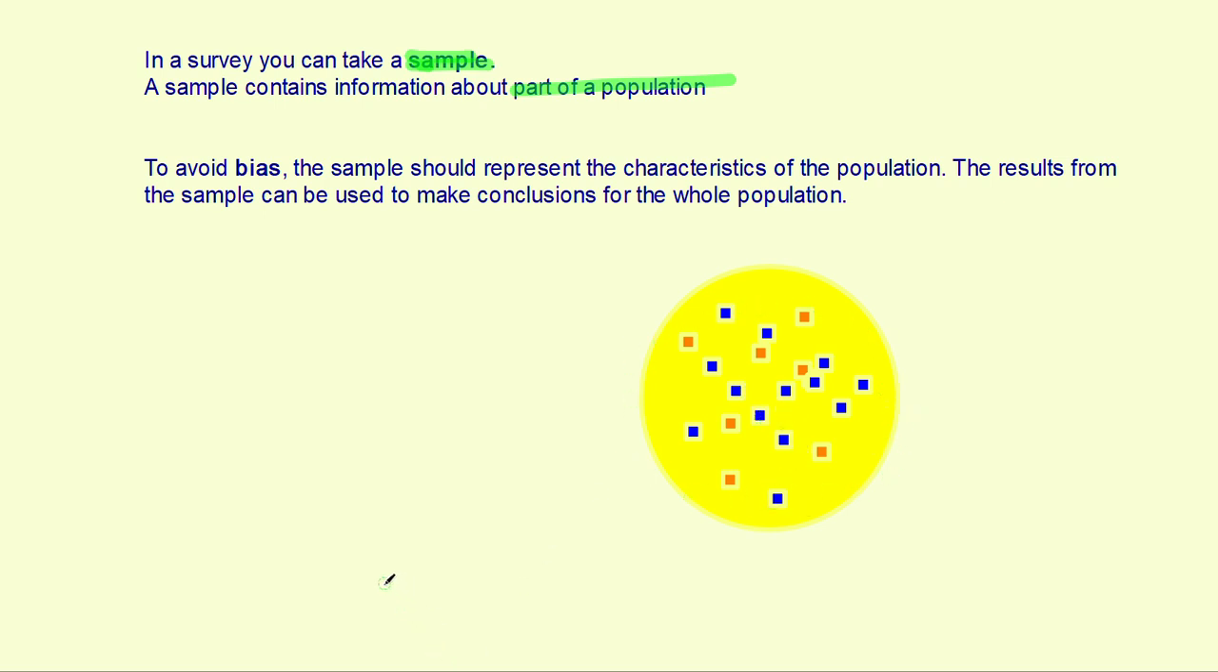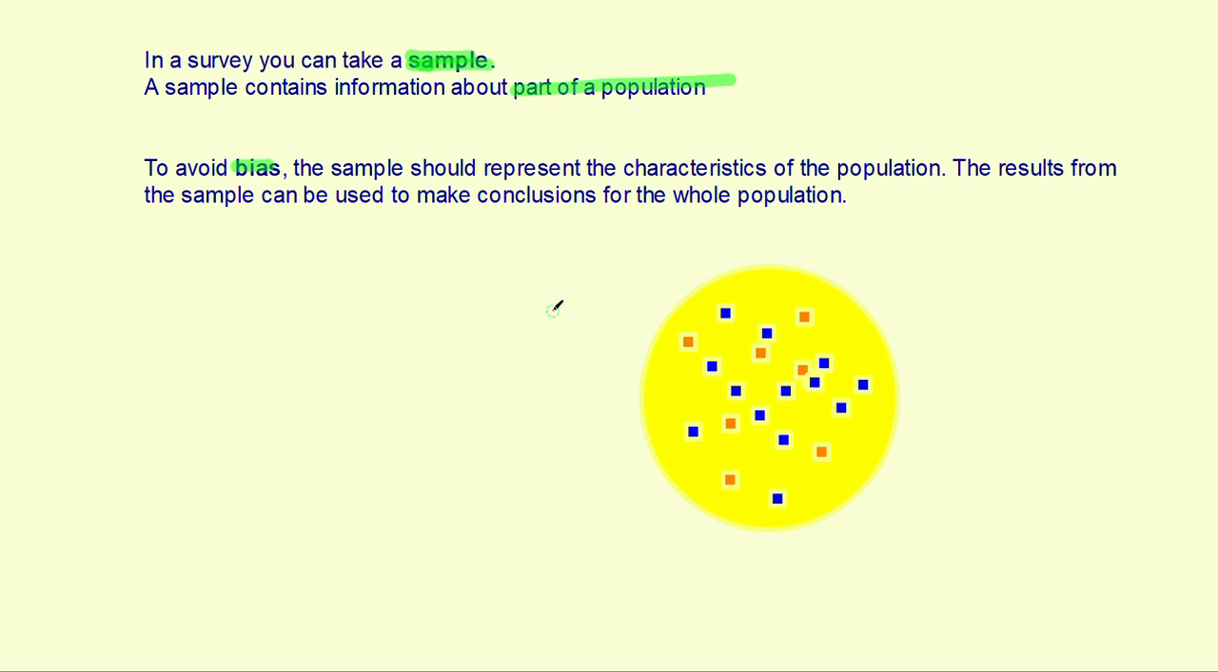Now we have to be very careful when selecting a sample, and there's going to be a whole section on sample selection shortly, because we want to avoid bias. A bias is a sample that doesn't represent the population fairly. So we have to try and pick a sample that represents the characteristics of the population. The results from the sample can be used to make conclusions then for the whole population.